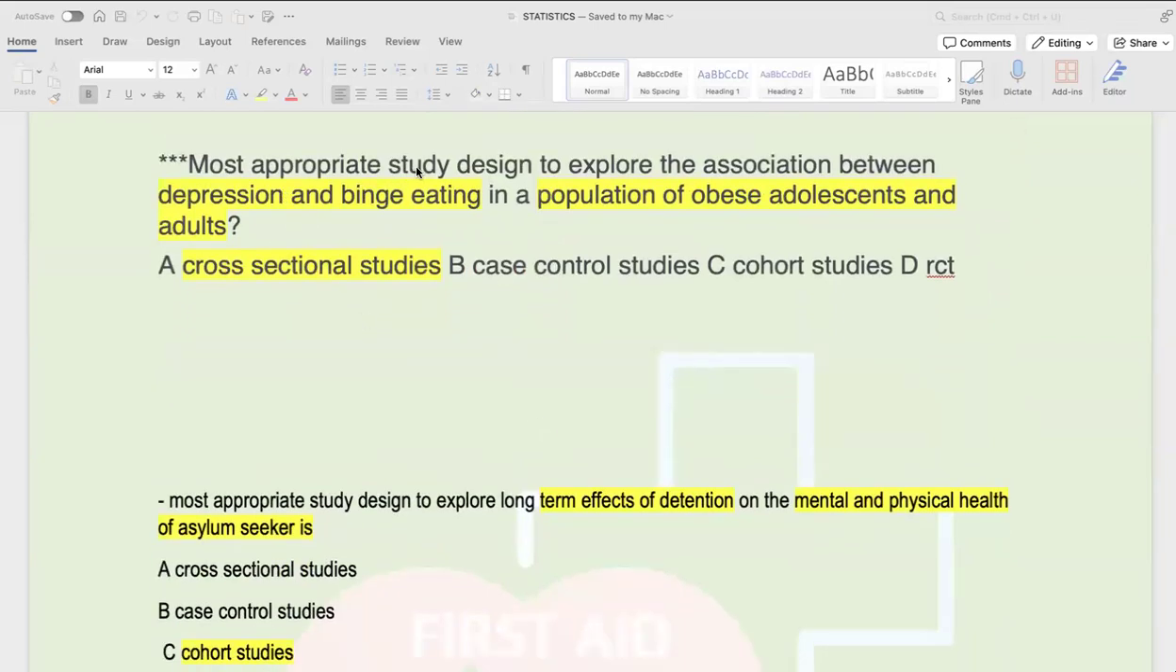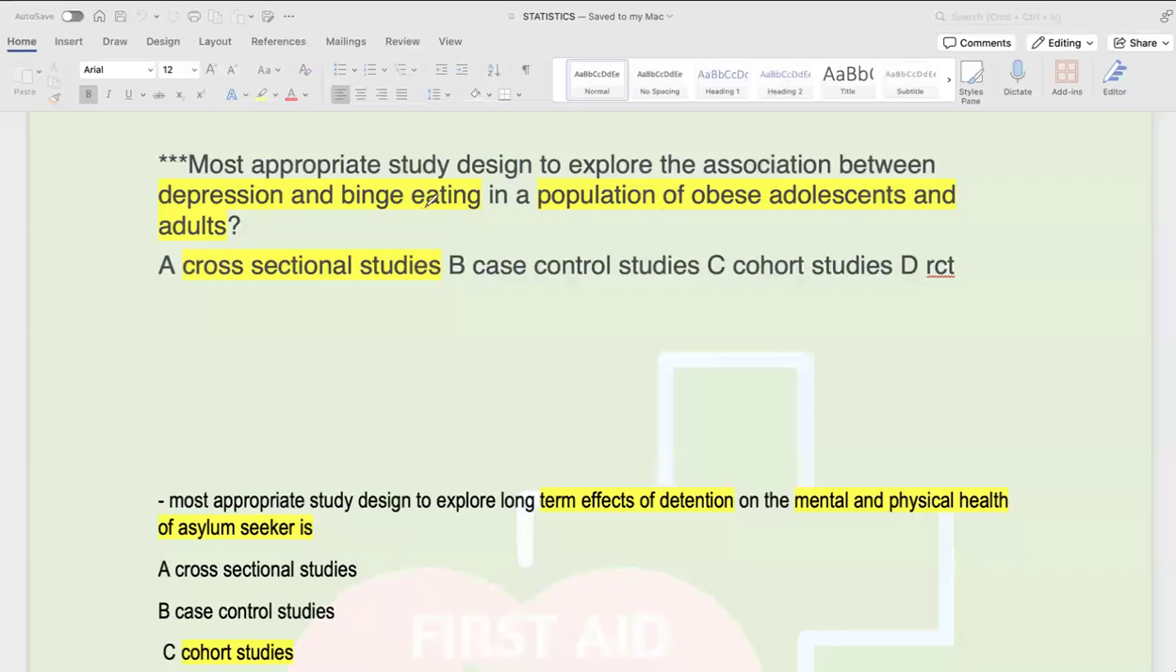What is the most appropriate study design to explore the association between depression and binge eating in a population of obese adolescents and adults? Now, we can do a lot of studies for these kinds of things. We can do cohort, we can do cross-sectional.